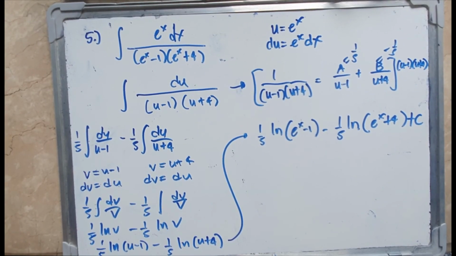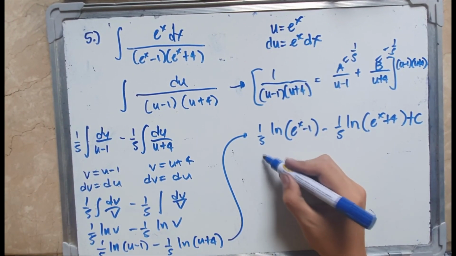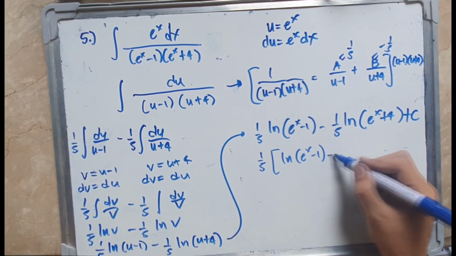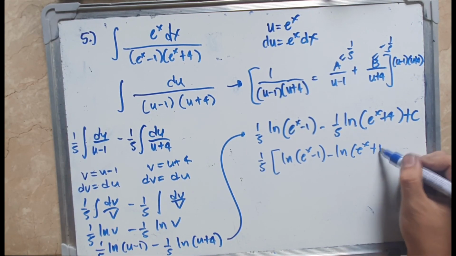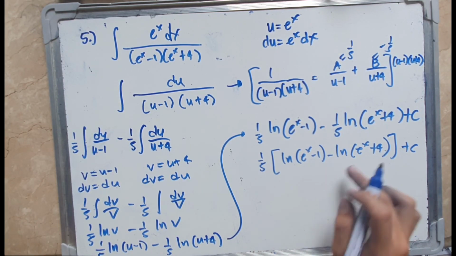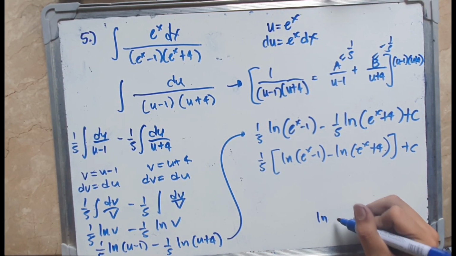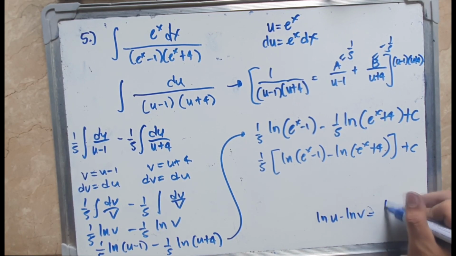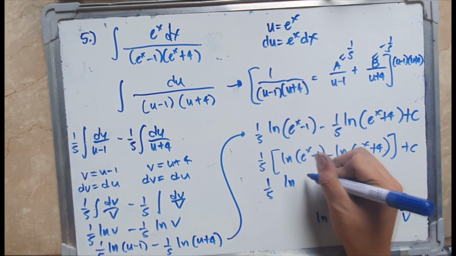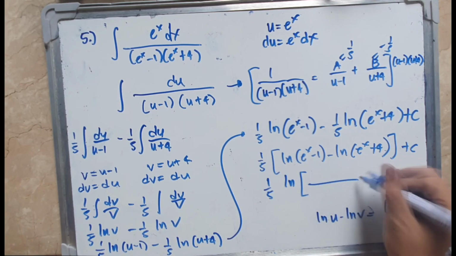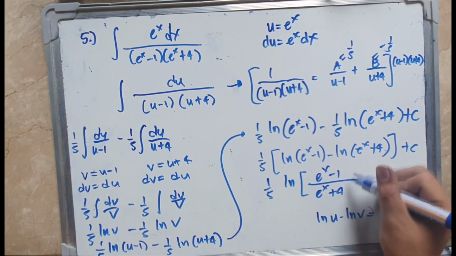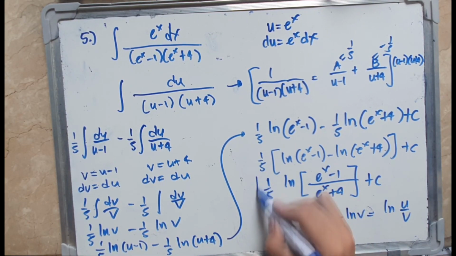Okay, notice we could factor out 1 over 5. We now have ln of e to the x minus 1 minus ln of e to the x plus 4, plus c. The property of ln of u minus ln of v is ln of u over v. So we now have 1 over 5 ln of, this will be the numerator, this will be the denominator. Let's see. That is our final answer.